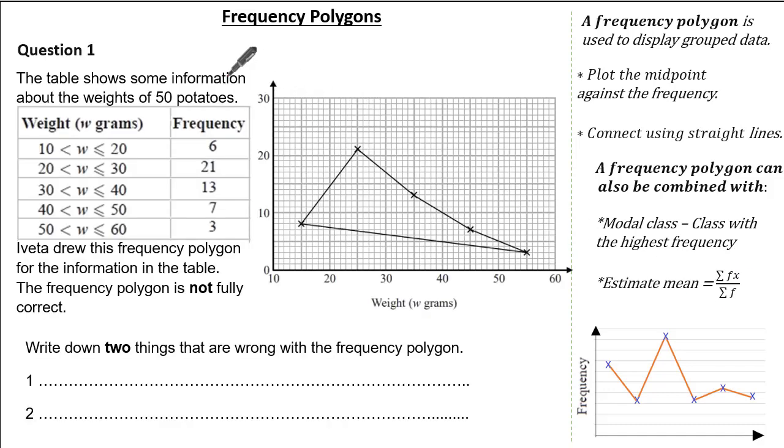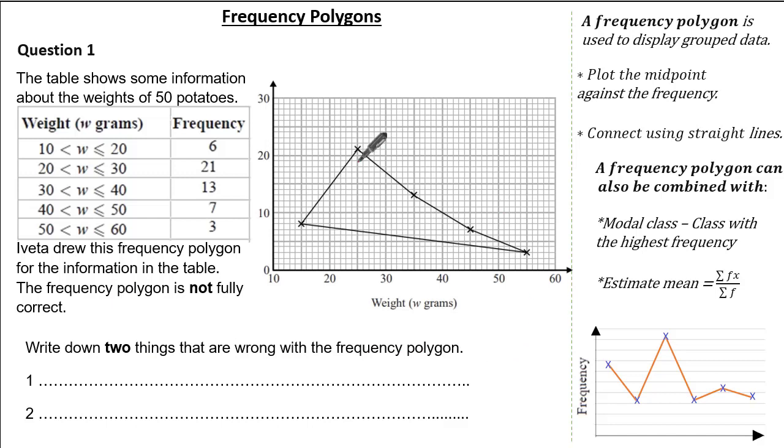This question gives us a table showing information about the weights of 50 potatoes. We know there are 6 potatoes between 10 and 20 grams, including 20 grams, but not including 10 grams. We know there's 21 potatoes between 20 and 30 grams, including 30 grams, but not including 20 grams, and so forth. Ebi drew this frequency polygon for the information in the table. Now we know the frequency polygon is not fully correct, and the question asks us to write down 2 things that are wrong with the frequency polygon.